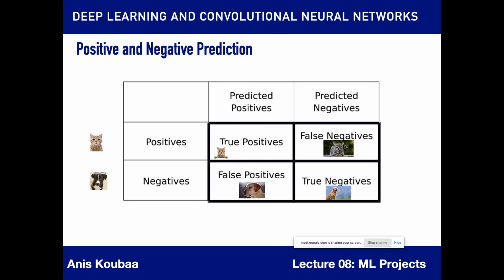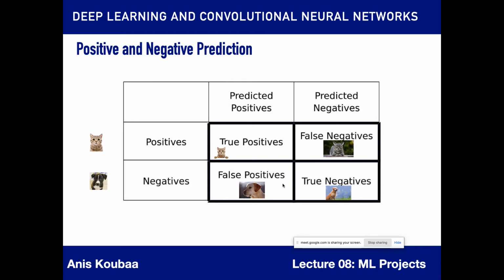So here, a false negative means it was predicted as not cat, but it is actually cat. In the same way, for the class that is not cat, we look at the number of false positives. For example, this is a dog, but it was predicted as cat. This is called a false positive. And the true negative is actually not cat and was predicted as not cat.